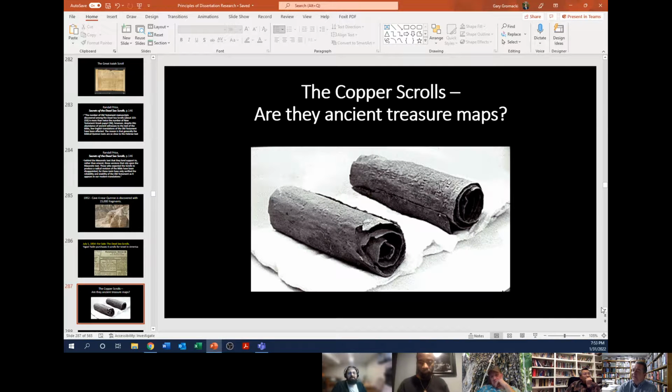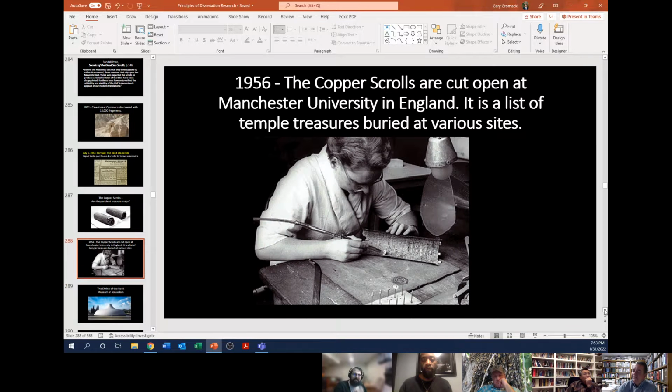Some other very fascinating things. The copper scrolls are these ancient treasure maps. 1956, they're cut open by Manchester University in England. There's a list of temple treasures buried at various sites, never been found. I'm sure a lot of people have tried to translate those and find out where the temple treasures are. Like Indiana Jones, maybe it'll be you.